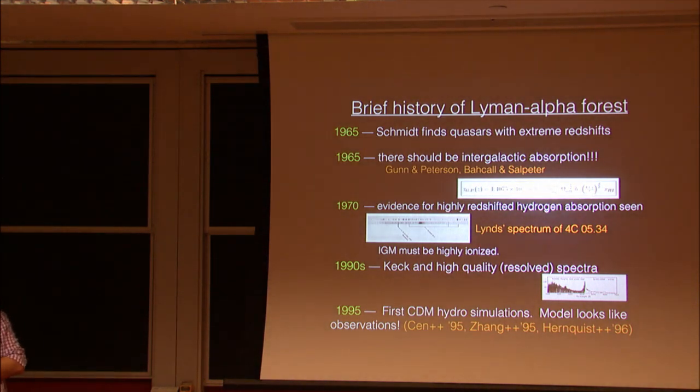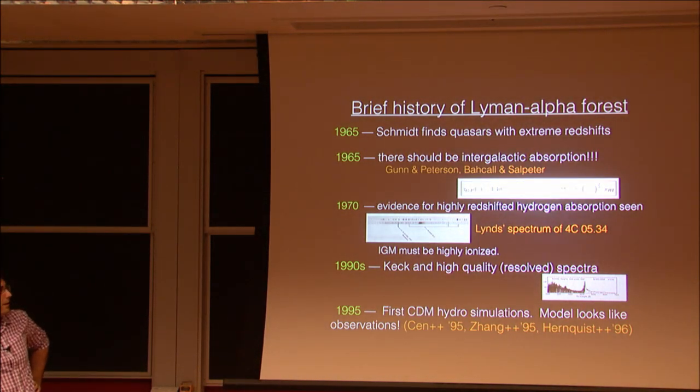And since this is Princeton, I thought I'd start this talk with a brief history of Lyman Alpha Forest research, because a lot of the major players who drove this field over the last 50-something years were at Princeton, or were at Princeton at one point. The research in this field started somewhere around 1965, similar to when we first detected the CMB.